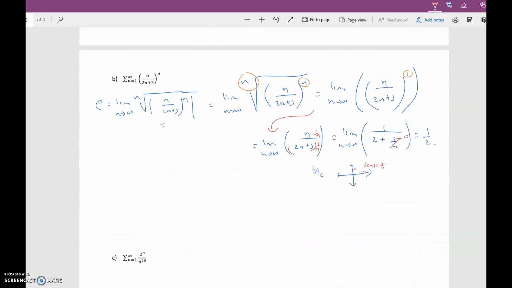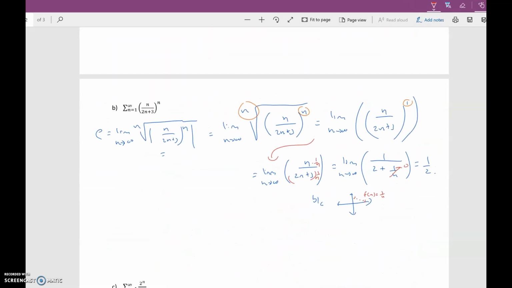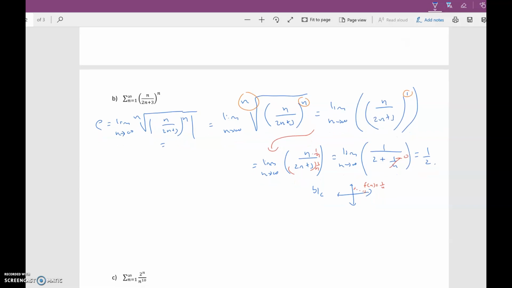By the root test, we're going to have that the series from n equals 1 to infinity of n over 2n plus 3 raised to the n power converges. You can just say because the value of rho is equal to 1/2.